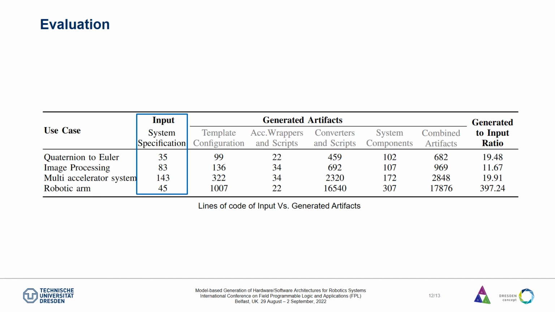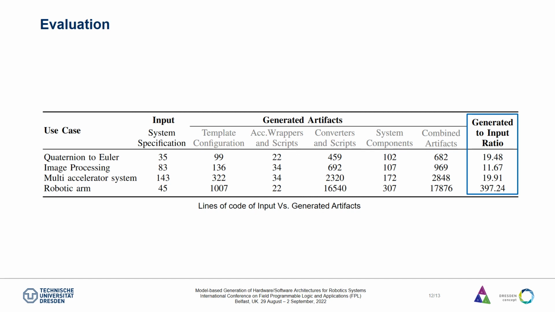The takeaway here is the little effort required to manually define the system specification for complex robotic systems with not many lines. Even though not all the artifacts would have to be manually written, the ratio between the lines of code of the system specification and all the intermediate artifacts exemplifies the little effort needed to deploy each use case with our approach.